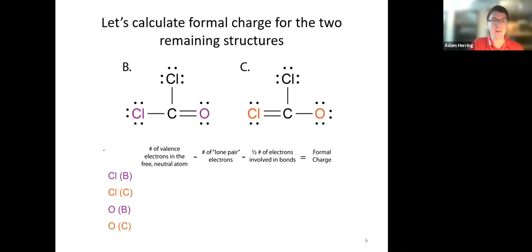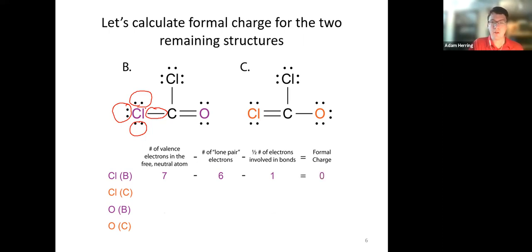If we look at the number of valence electrons in the free neutral atom for chlorine in molecule labeled B, chlorine has 7 valence electrons. When we count up the lone pair electrons, that's 6. And then it has 2 electrons that are involved in a covalent bond. We count half of those. So its formal charge is 0.